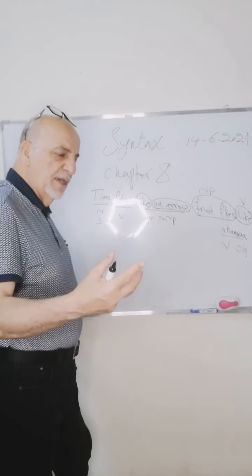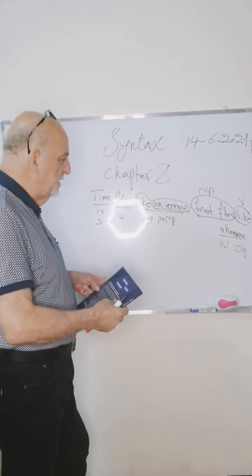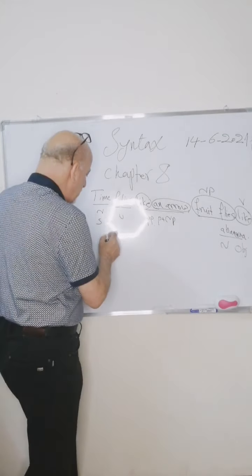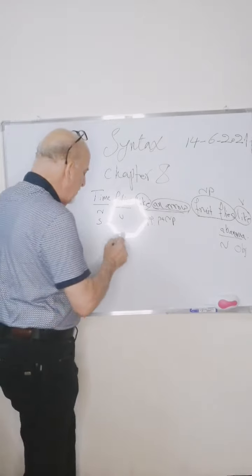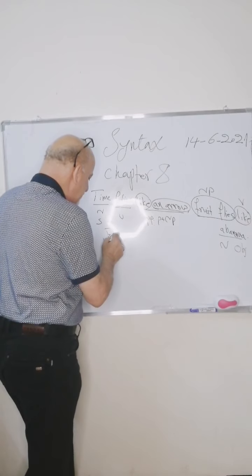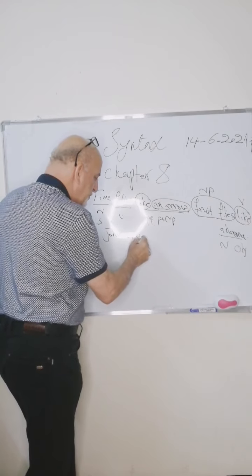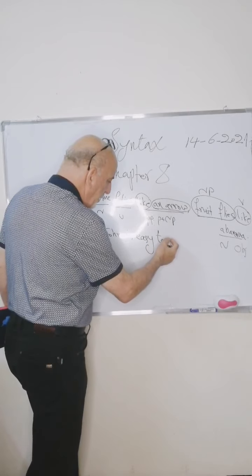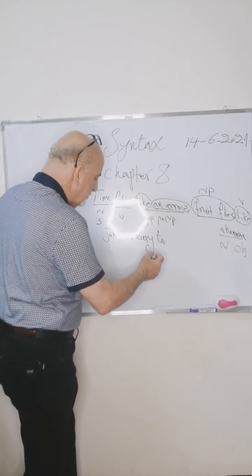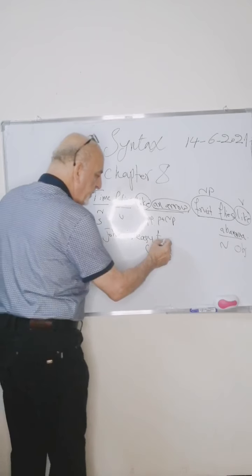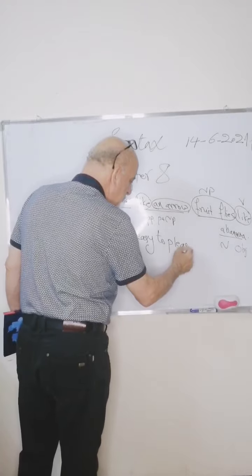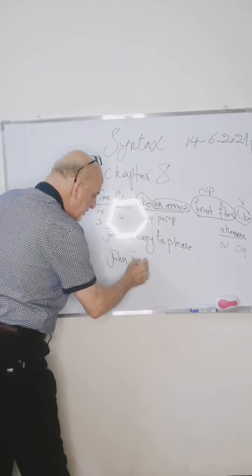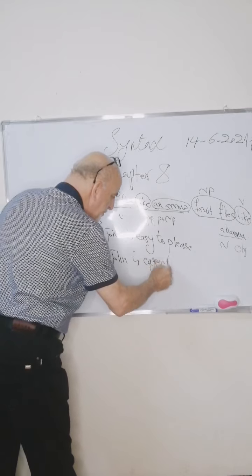Now let me take another example for more clarification, which I think I gave to you last time: John is easy to please, and John is eager to please.